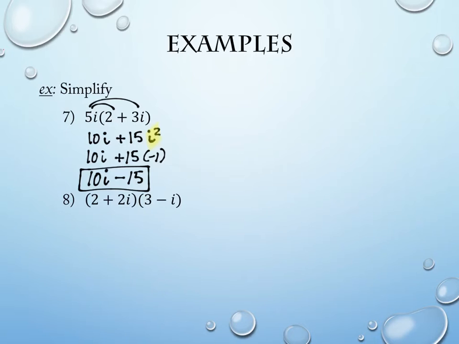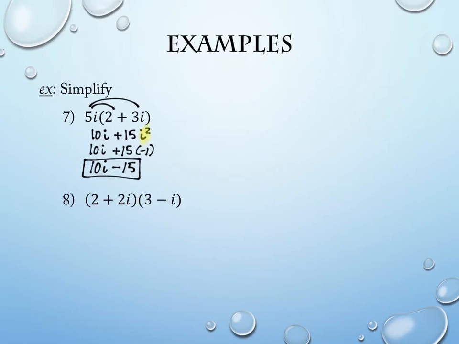When we're looking at number 8, we see a problem that involves distribution of binomials. So you might want to do FOIL. That's an acronym we have used before. So we do our first terms. 2 times 3 is 6. My outer terms, 2 times negative i is negative 2i. My inner terms, 2i times 3 is 6i. And then my last terms, 2i times negative i. Good, negative 2i squared.